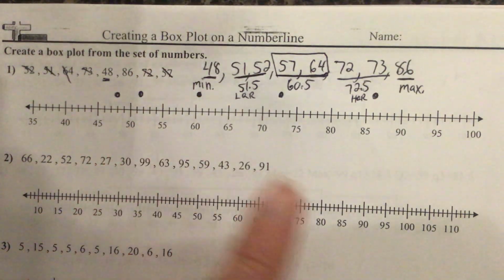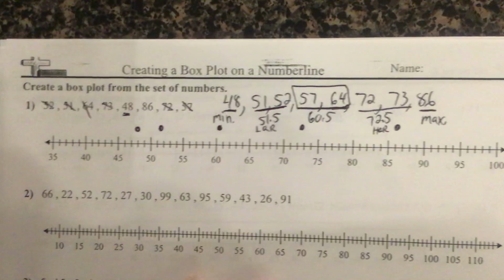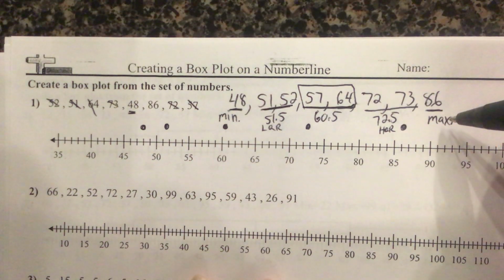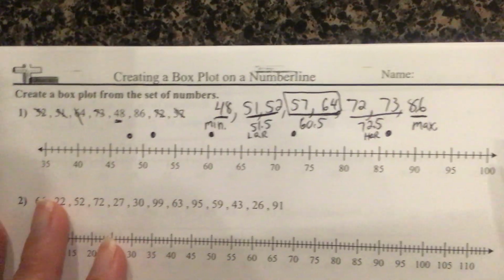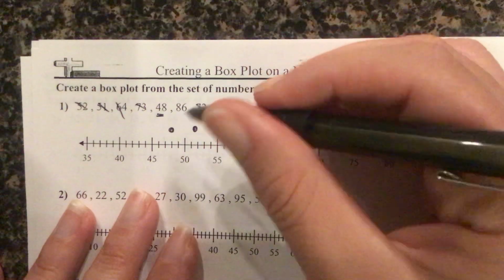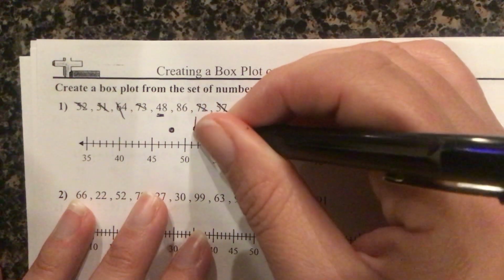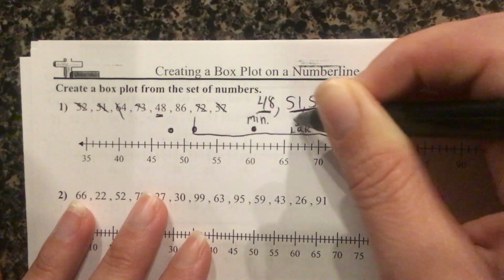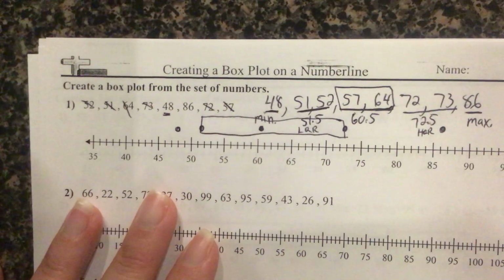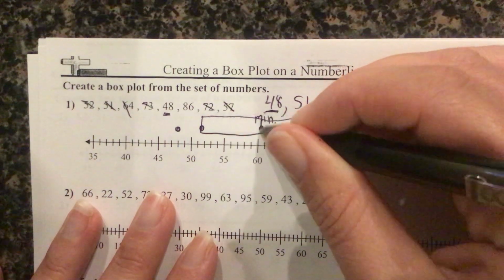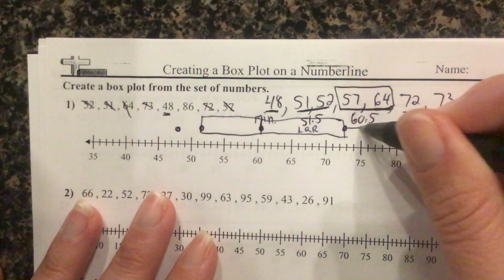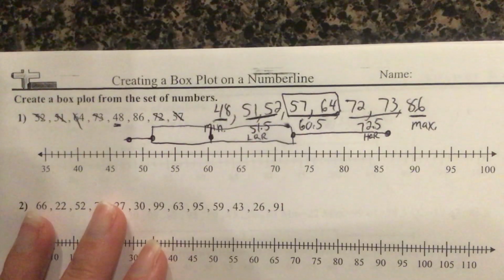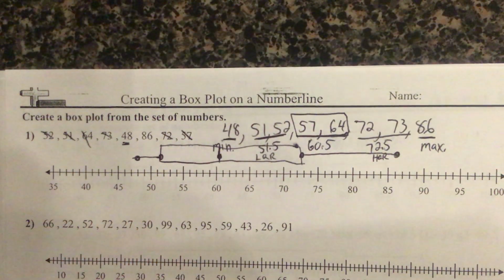All right, now that we have our 5 boundary points, so 48, 51 and a half, 60 and a half, 72 and a half, and then our max 86, we can go ahead and put a box around our 3 middles. Okay, put a line straight in the middle for the median. Connect the dots to your minimum and your maximum. And there you have your box plot.